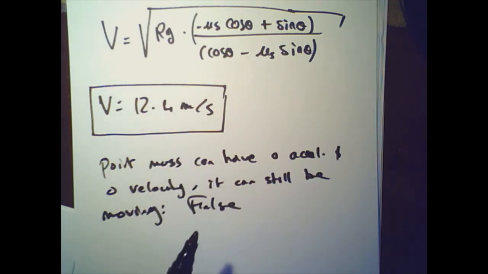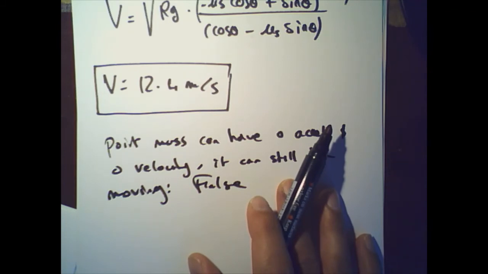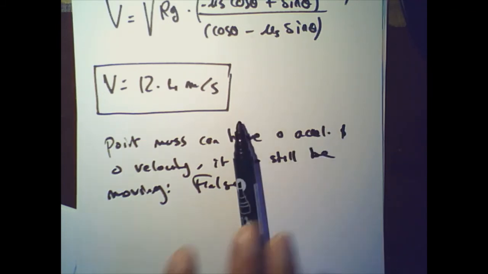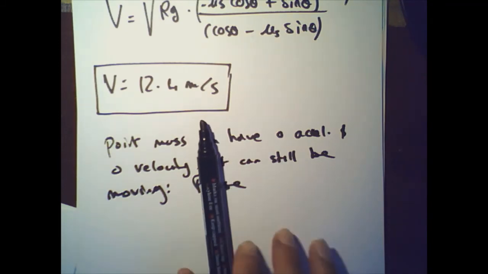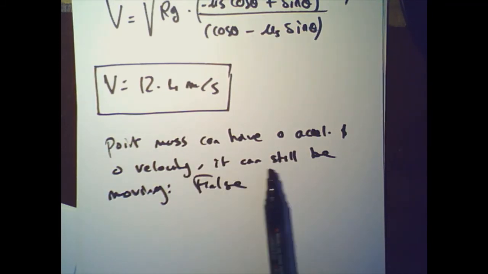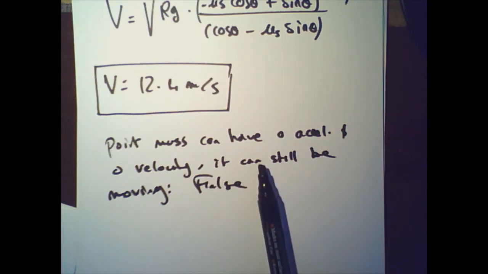Okay, now going into the true and false problems. The first one: a point mass can have zero acceleration and zero velocity, yet it's still moving. Obviously that is false. The next: it is possible that the net force on a particle is greater than zero, but the particle's acceleration is zero.